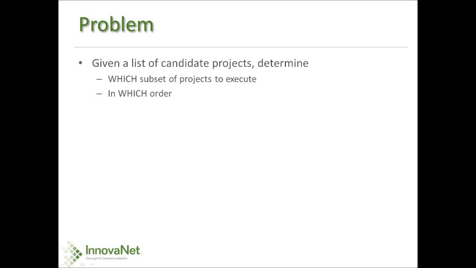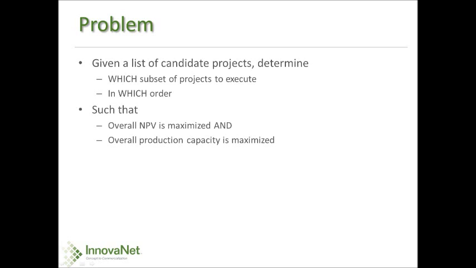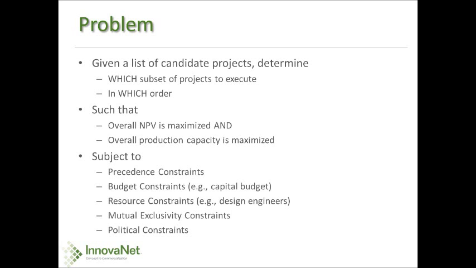Consider this example. Suppose a manufacturing company has a list of candidate projects, and they'd like to know which subset of projects to do and in which order, such that the overall net present value is maximized and the overall production capacity is maximized. In choosing the subset of projects that offer the best results, the company must also respect all the constraints, which include precedence constraints, budget constraints, resource constraints, and mutual exclusivity constraints, as well as political constraints requiring that certain projects be executed and others not be executed.